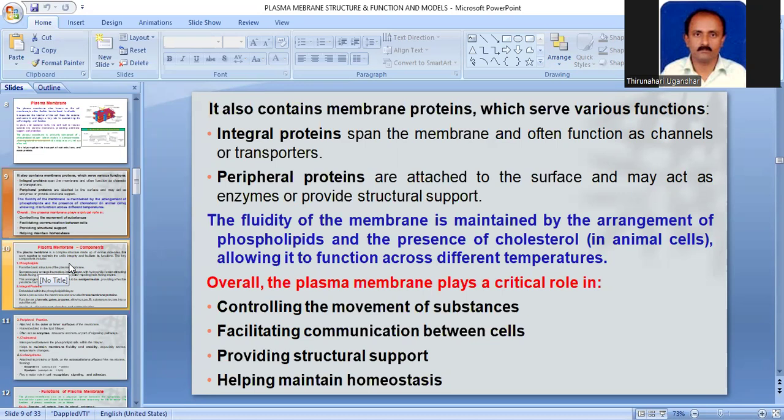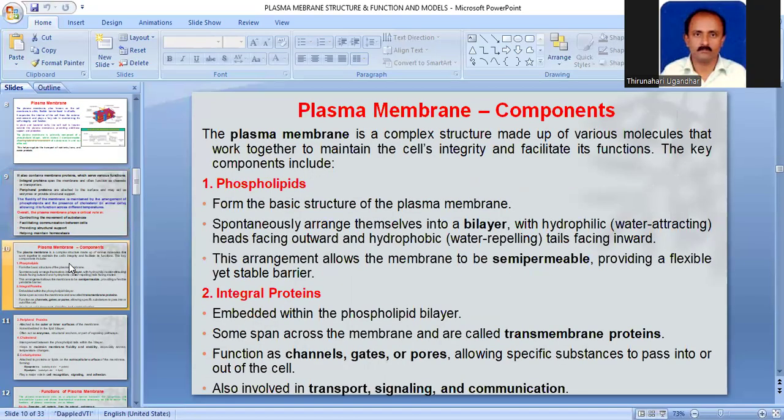Overall, the plasma membrane plays a critical role in controlling the movement of substances, facilitating communication between cells, providing structural support, and helping in the maintenance of homeostasis. This is also important in the plasma membrane. Plasma membranes are majorly made by six types of components, which are important for the formation of the plasma membrane. Together they maintain the cell integrity and facilitate function.